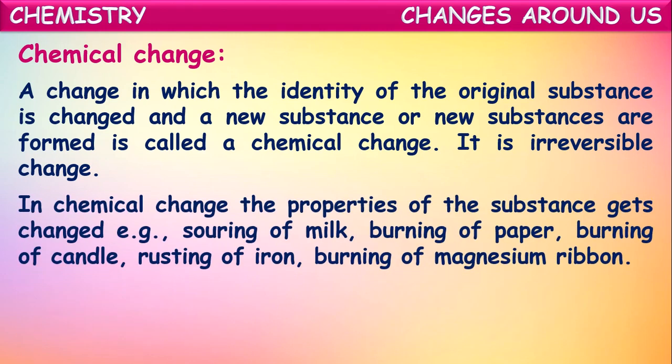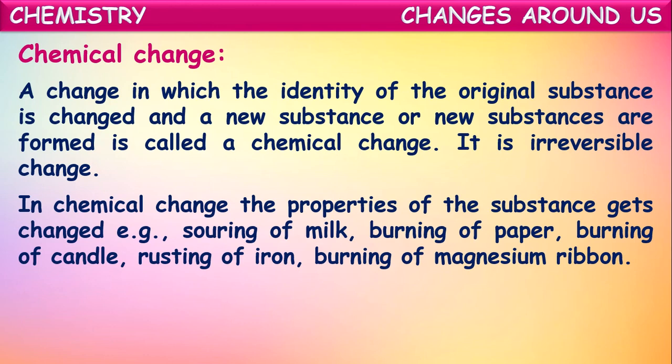In chemical change, the properties of the substance get changed. For example, souring of milk, burning of paper, burning of candle, rusting of iron, burning of magnesium ribbon.